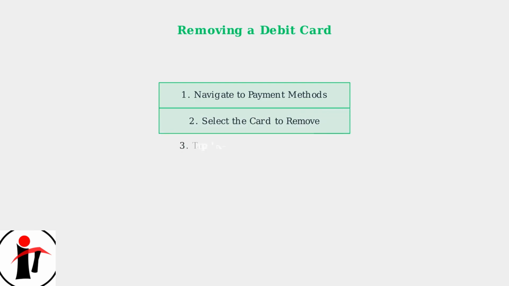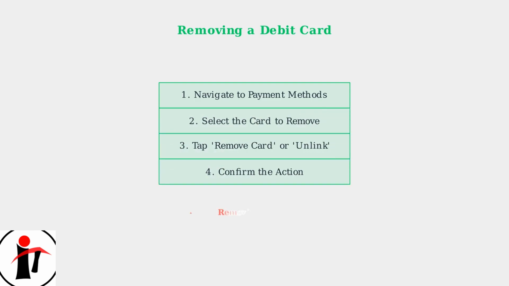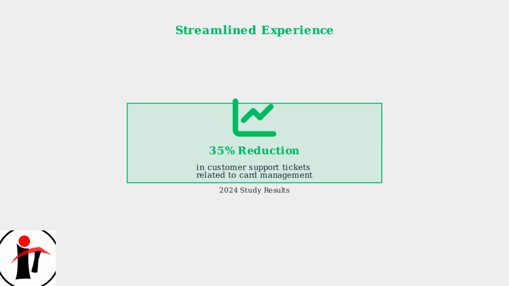To remove a debit card, navigate to Payment Methods in your settings, select the card you want to remove, and tap Remove Card or Unlink. You'll need to confirm this action. Remember that removing a card is permanent, so you'll need to re-add it if you want to use it again later. These streamlined card management processes reflect Cash App's commitment to improving user experience.